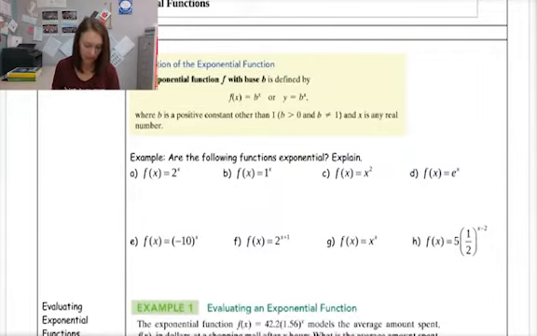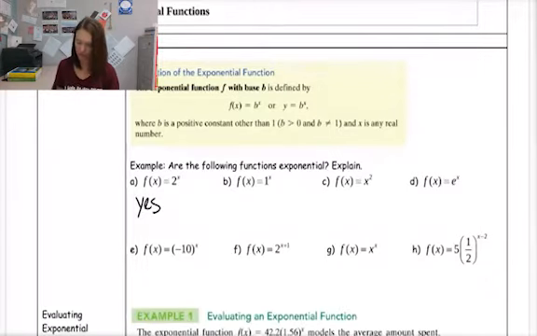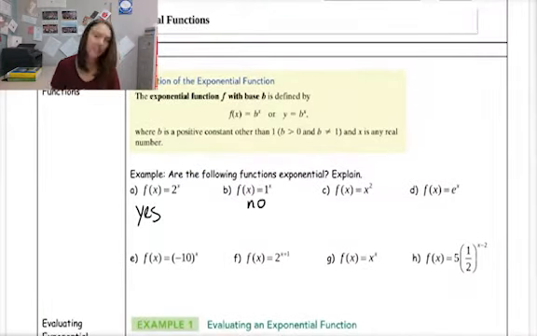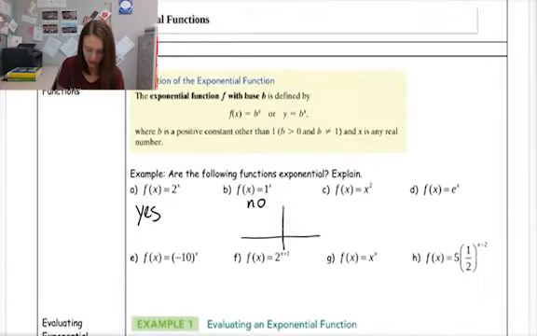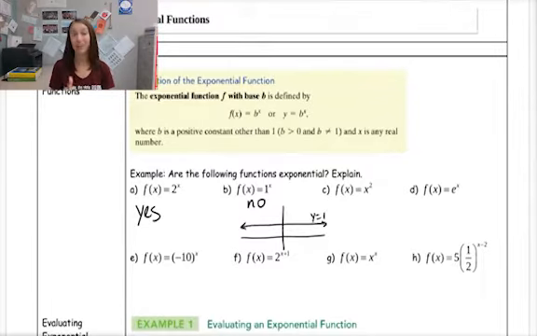So for example, f of x equals 2 to the x. Yes, this is an exponential function. We have a base of 2 and the exponent is x, which is our variable. 1 to the x is not actually an exponential function. It looks like it, but if we graphed 1 to the x, 1 to any exponent is just going to be 1. So this is actually just a constant function, y equals 1. So be careful. They'll try to throw you off there.